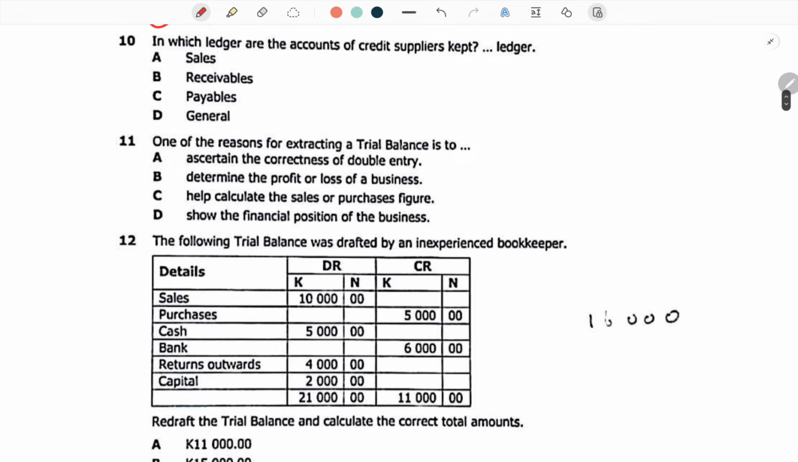In which ledger are the accounts of credit suppliers kept? Payables. Okay.